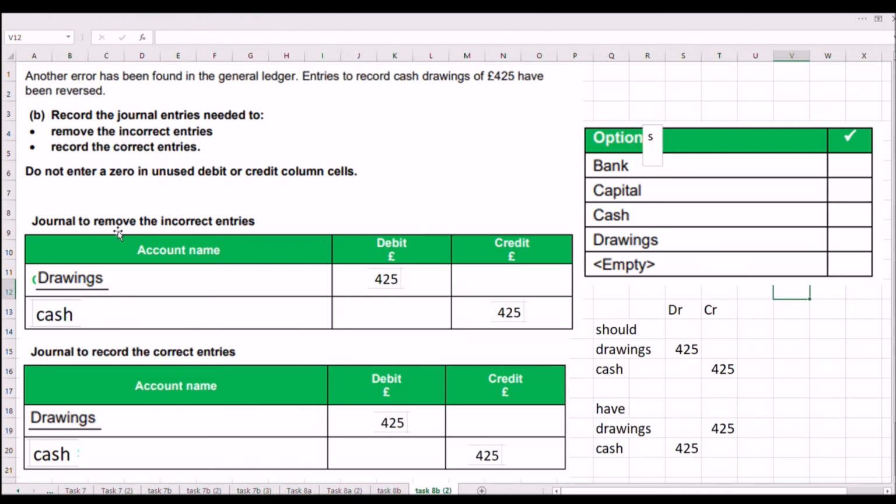The journal to remove the incorrect entry is the journal to remove this one. If you've gone credit drawings, we need to go debit drawings. If you've gone debit cash, we need to go credit cash. That's the first part. Then the journal to record the correct entries is to put in what we should have done: debit drawings, credit cash. And that's the answer to this question.